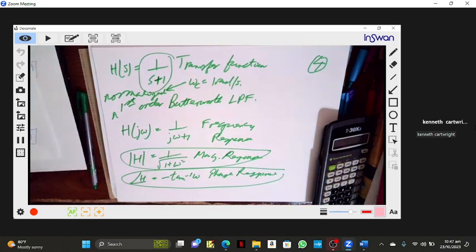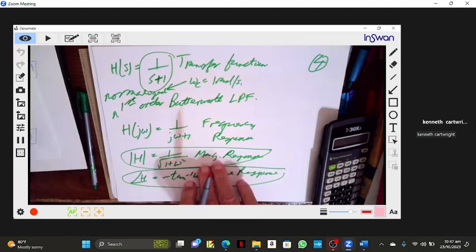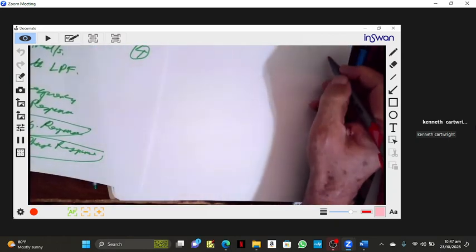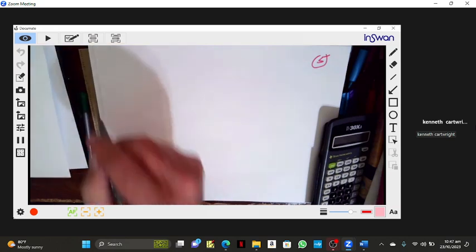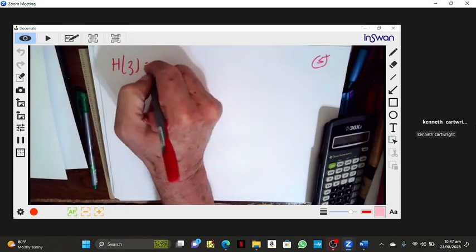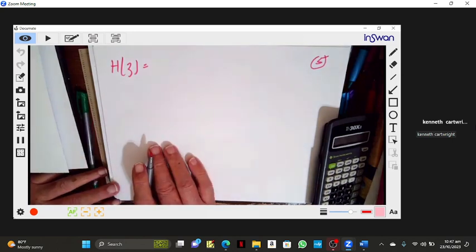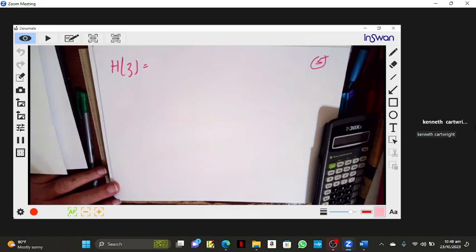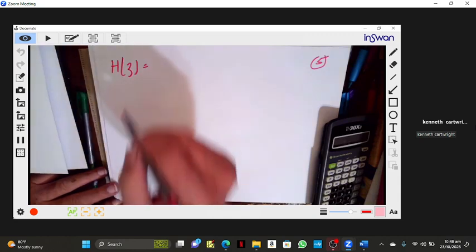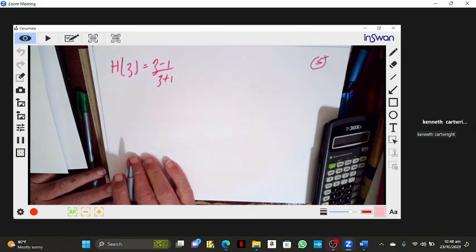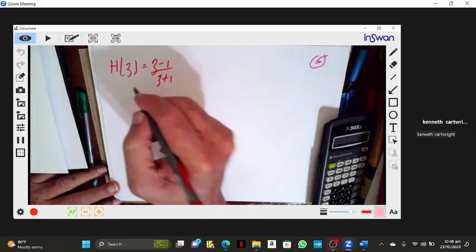Guess what? In digital filters, it's the same thing. We start off with H of z, not H of s, H of z. It could be anything, but let's call it z minus 1 over z plus 1, for example.